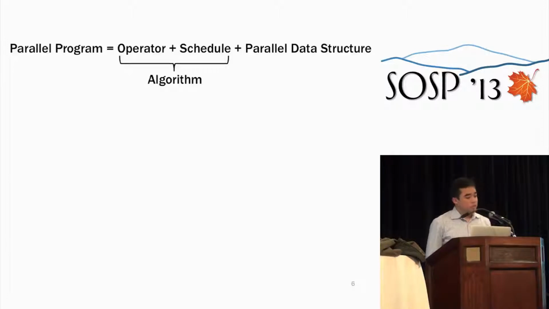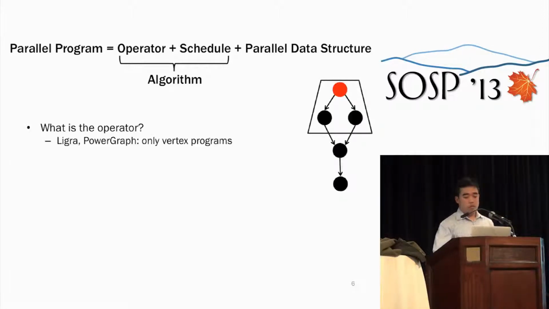So Niklaus Wirth has a very famous motto, which is program equals algorithm plus data structure. In our experience, parallel programs are operators plus schedules plus parallel data structures. One way to understand that is to ask, what is the operator? In two graph analytics DSLs that I'll talk about later in the presentation, Ligra and PowerGraph, an operator is a vertex program. What is a vertex program? It's a program or operator where the active element is a node, and your neighborhood can only be your direct neighbors in the graph.